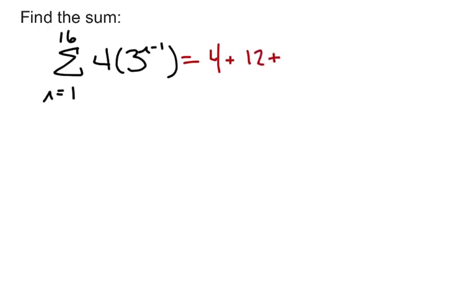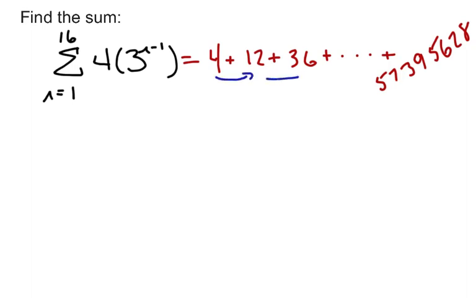The next one, 4 times 3 squared is 36, and that's going to keep on going all the way down to the end, where we go 4 times 3 to the 16 minus 1. And the number that we get at the end is 57,395,628. Pretty big number. Okay? But what we do notice, the important thing, is that as we go from term to term, we are multiplying by 3 every single time. So we are talking about a finite series. It doesn't go on forever.